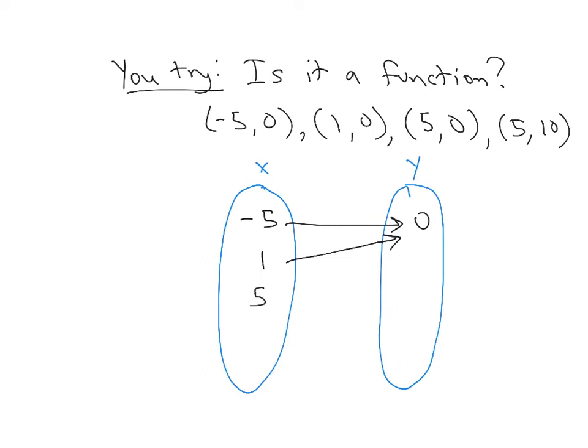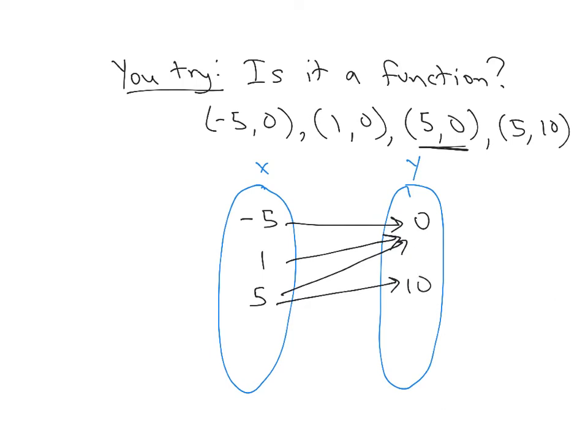Then I have 5 comma 0 as my third point here. So 5 in the x is going to output as 0 as the y, and that's still okay, right? Because each of my three x values just has one y value as the output. Where I'm going to run into a problem is on this fourth point here, 5 comma 10, because that's going to say that my 5 is also outputting to a 10.